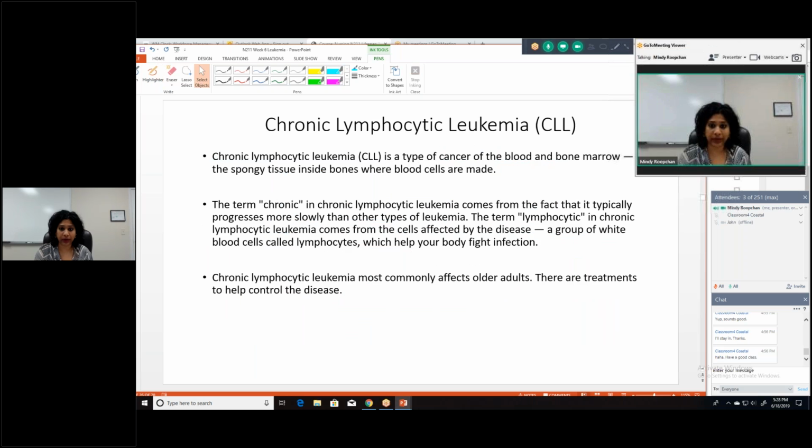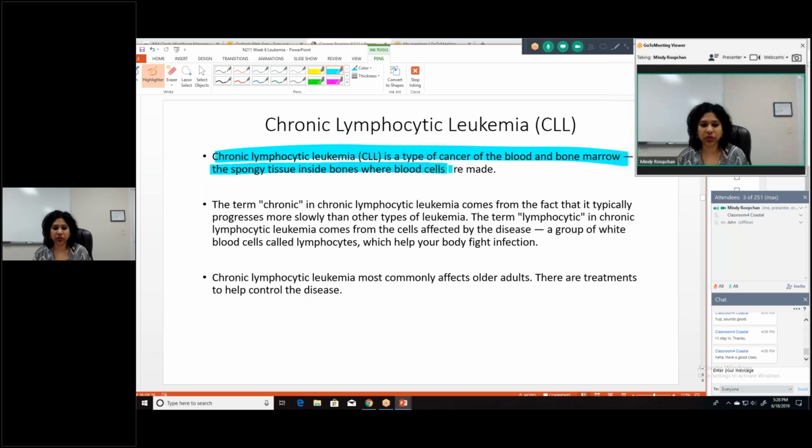So that's very important. Okay, now we have our CLL. Let me go back to my slides. Chronic lymphocytic leukemia is the same thing we just talked about. This is pretty much the same for all of them. It's a cancer of the blood and the bone marrow, the spongy tissue inside the bones where the blood cells are made. That's all the same. Chronic refers to the fact that it progresses more slowly, and it most commonly affects older adults.